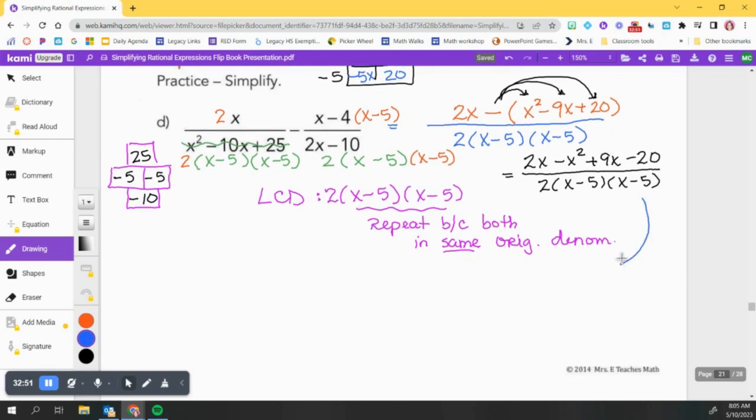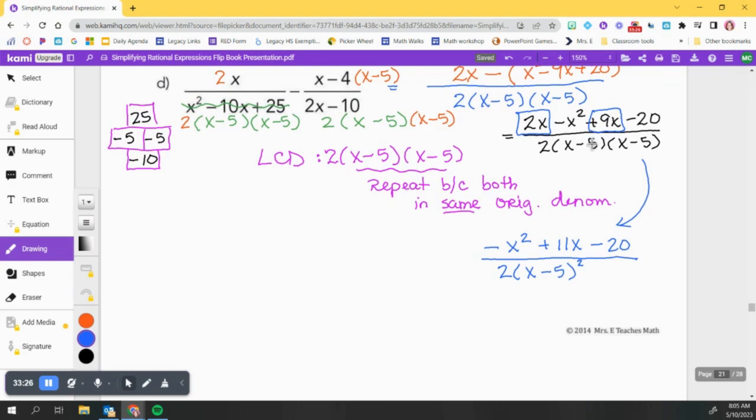Last piece, and I'm going to scoop this down here. Just combine any like terms, and in this case, the only like terms we have are the 2x here and the 9x here. I also like to put it in standard form, so from high to low. So the negative x squared is going to come first. Then 2x and 9x will give me 11x, and then minus 20. Denominator is 2, and then x minus 5. You might see this written as x minus 5 squared. So just a heads up with that, because there's 2 x minus 5s on the bottom, you might write it like this. And it's okay if you do, it's okay if you don't. Either way is acceptable.